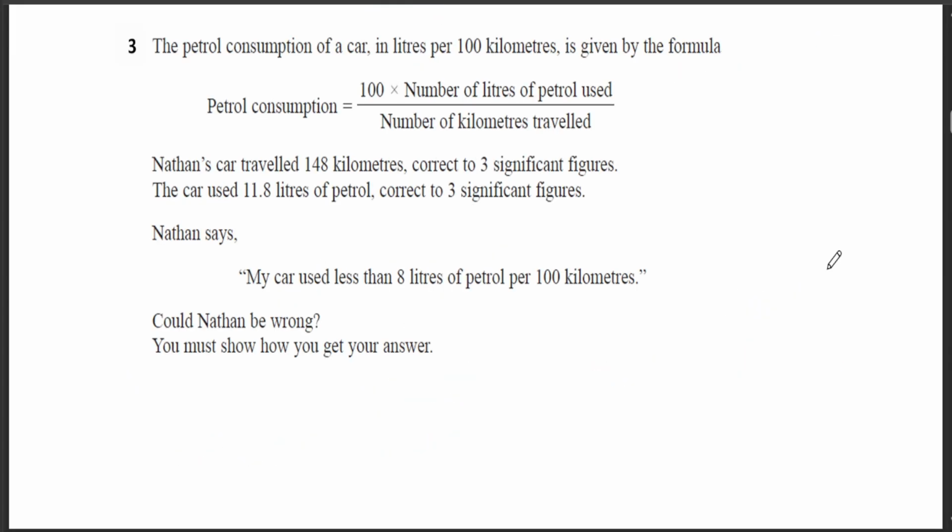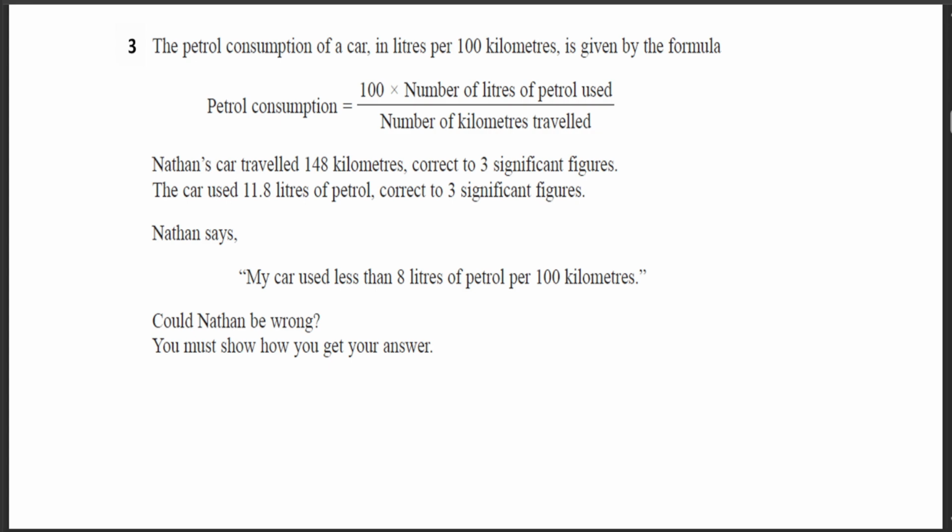Question 3. The petrol consumption of a car in liters per 100 kilometers is given by the formula: petrol consumption is equal to 100 times the number of liters of petrol used over the number of kilometers traveled. Nathan's car traveled 148 kilometers, correct to 3 significant figures. The car used 11.8 liters of petrol, correct to 3 significant figures. Nathan says, my car used less than 8 liters of petrol per 100 kilometers. Could Nathan be wrong? You must show how you get your answer.